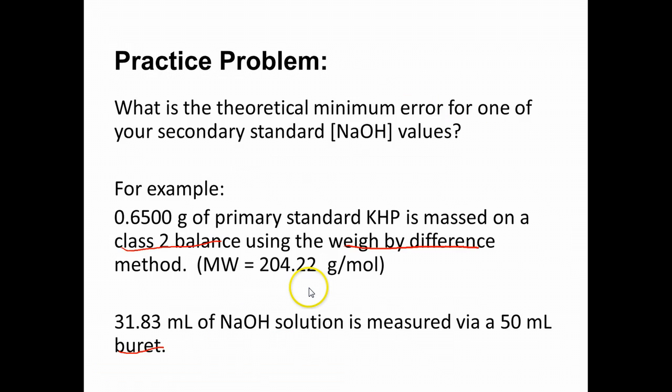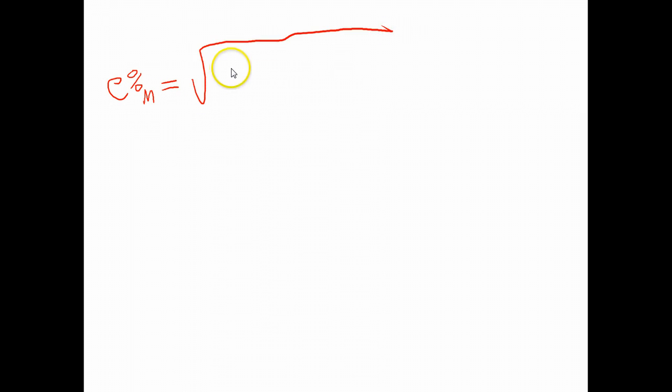So in this case, what we're going to be looking at here, our percent error for our molarity is equal to our percent error from the mass plus our percent error from the volume. Okay.